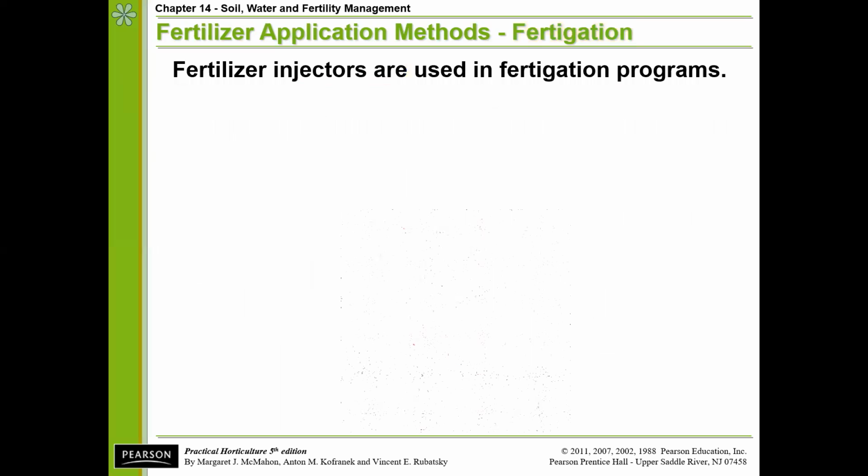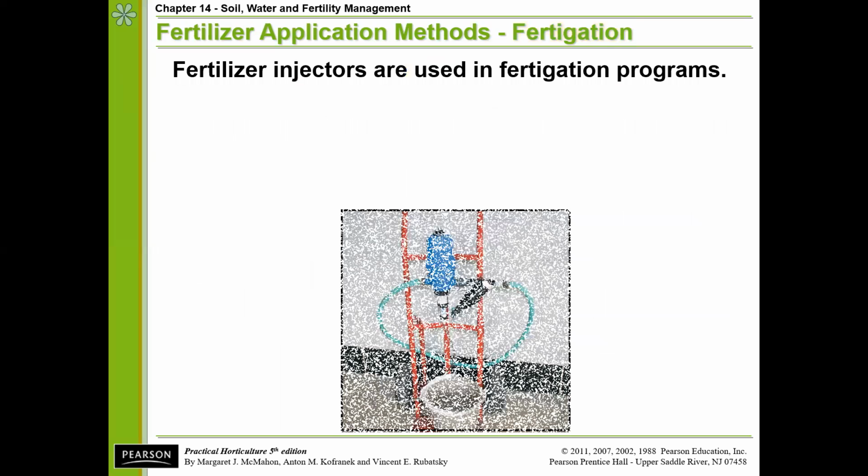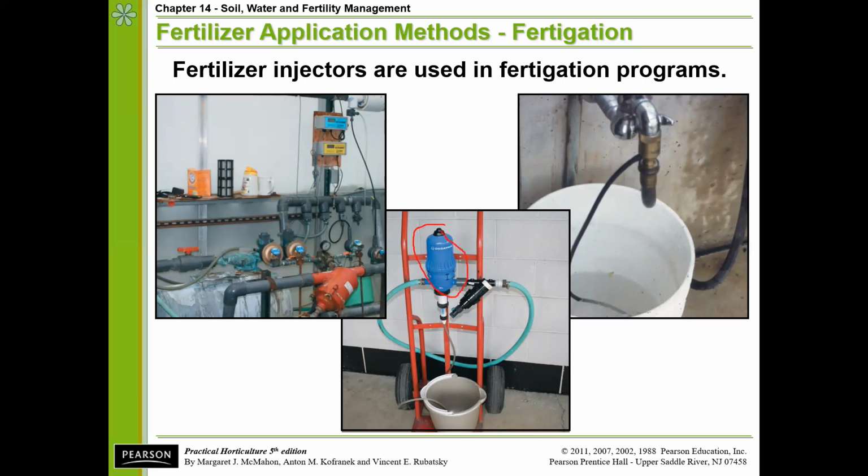So this is just what some of these fertilizer injectors look like. This is what we have in our greenhouse, the Dosatron. But there are stationary places to mount these, and you can even do it as a hose end injector as well.